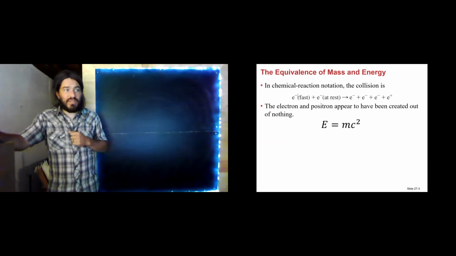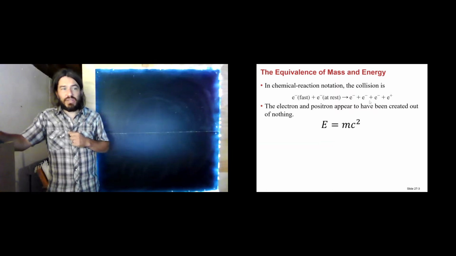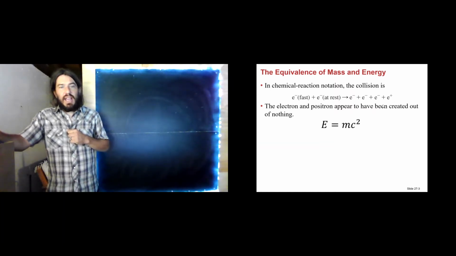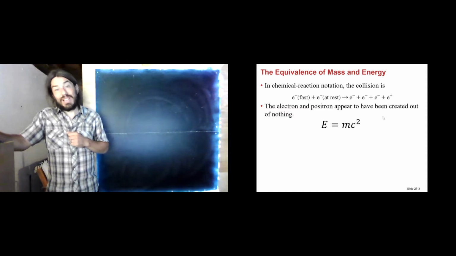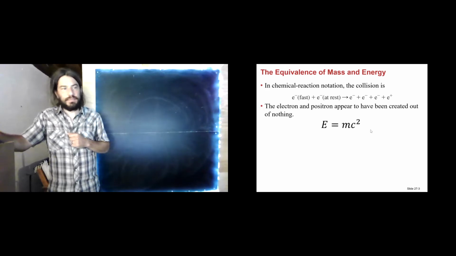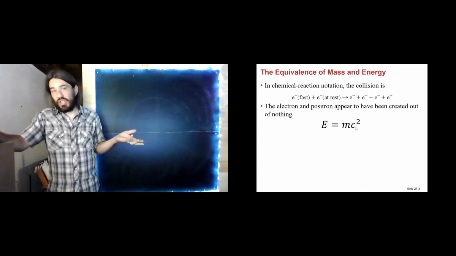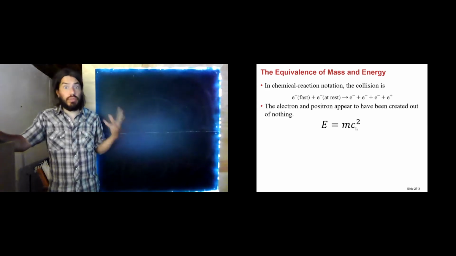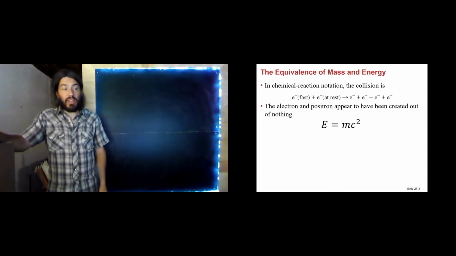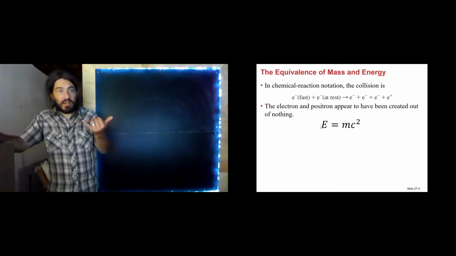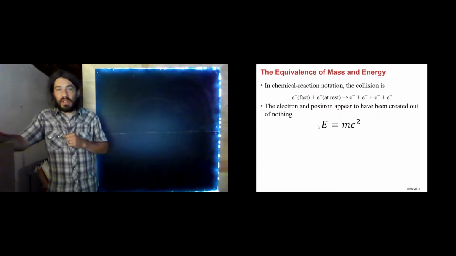To think about this equation, we've got our fast electron colliding with the electron at rest, but what we end up with is 3 electrons and a positron. That's pretty strange. Again, energy and mass are equivalent. And remember that c is a large number. So what is c squared? A really, really large number. In other words, a very small amount of mass can create a very large amount of energy. To turn it around, it requires a very large amount of energy to create even a very small amount of mass.